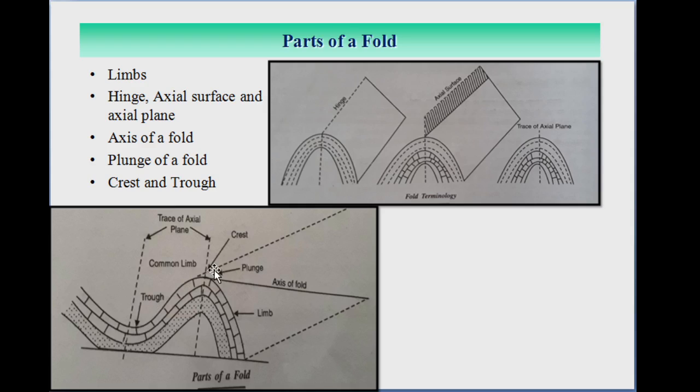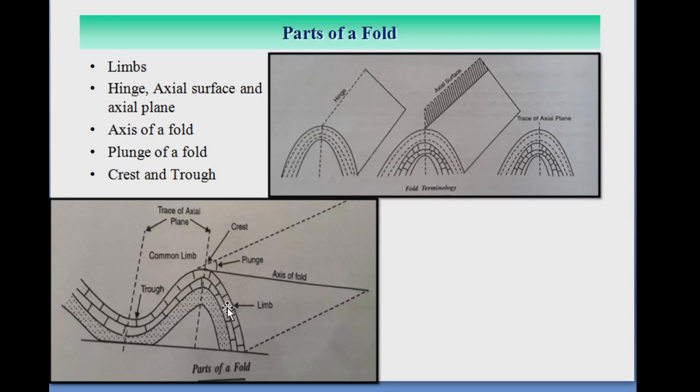Okay, this crest and a trough may or may not coincide with the axis of the fold. Sometimes it coincides with the axis of the fold, and sometimes it does not. So up to here we have seen the different parts of this fold.